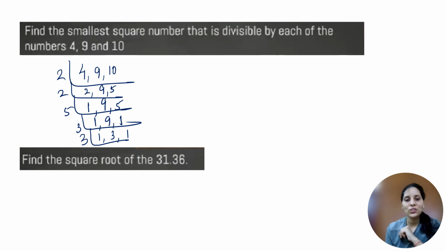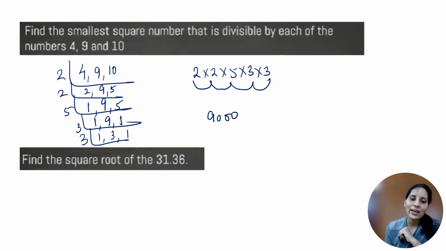And then again 3. So what do I get? 2 into 2 into 5 into 3 into 3. 2 into 2 is 4. 4 into 5 is 20. 20 into 3 is 60. 60 into 3 is 180... sorry, 900 is your answer.